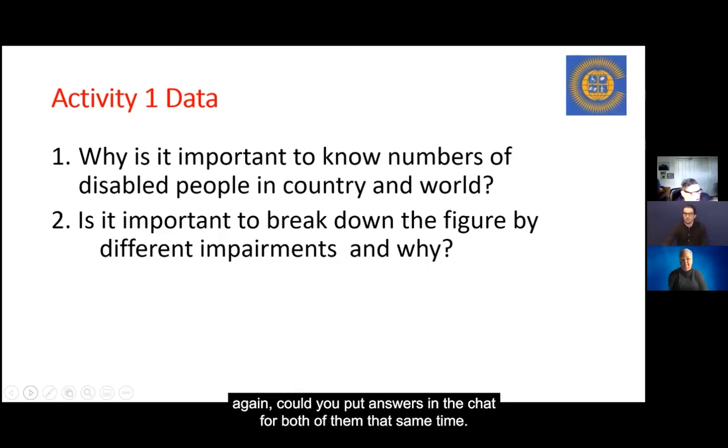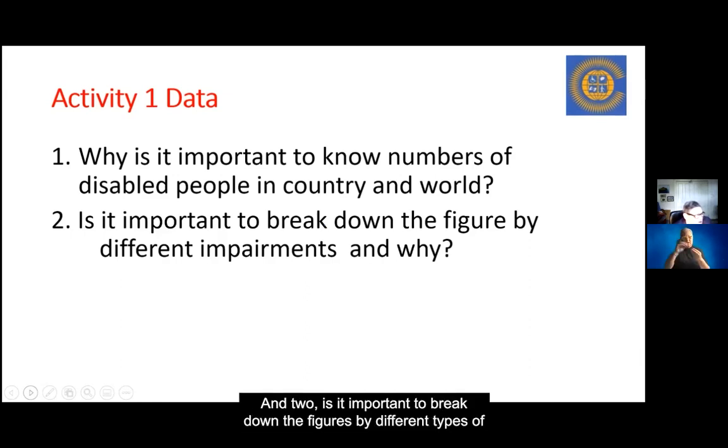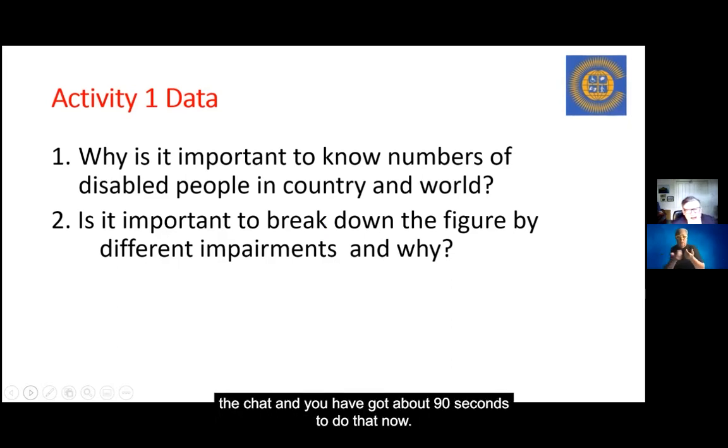Could you put answers in the chat for both of them at the same time? One, why is it important to know numbers of disabled people in your country and the world? And two, is it important to break down the figures by different types of impairment, and why do you think that is? Okay, so put your answers 1 and 2 in the chat, and you've got about 90 seconds to do that now.